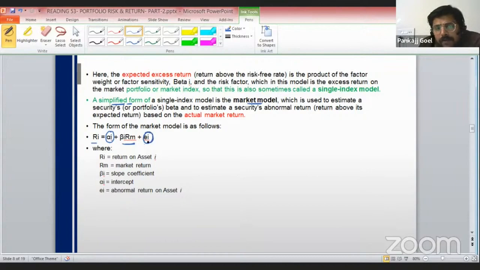So on an average, asset per kitna return aata hai. So if we do the regression, we can get this alpha also, we can get this beta also, we can get this factor also. It means abnormal, we can say residual jo additional aa jata hai. So again, this market model is an example of what? Single index model only. So alpha here is intercept. So we can say it is kind of risk-free return.